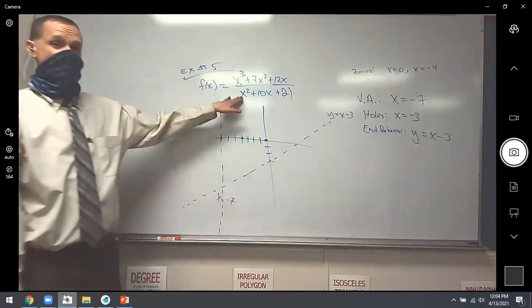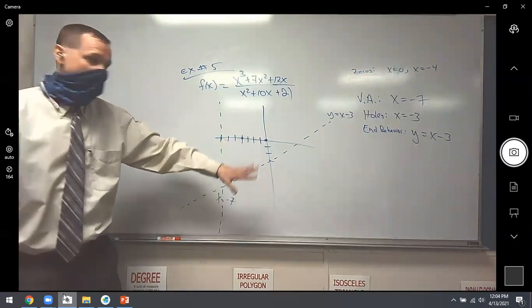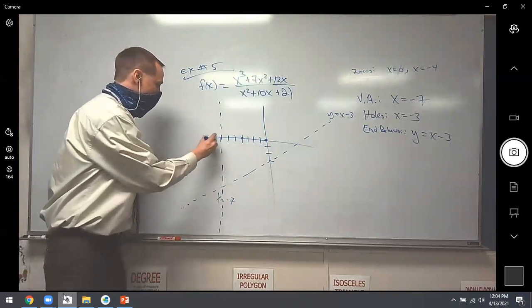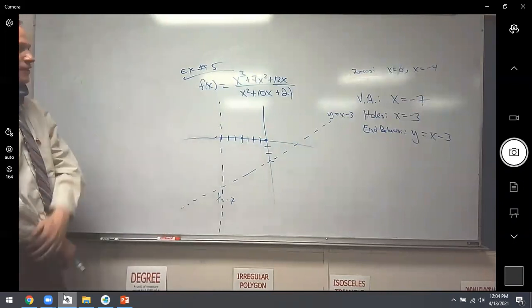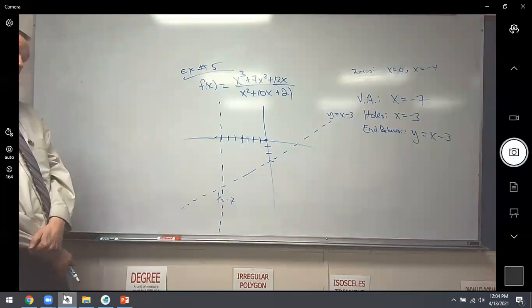Actually, go graph this thing now. It's time to. We got the outline, don't we? We know it's going to go over here. We know it's going to go over there. We know it's going to blow up here. We got 2 zeros. I have to think about what it's going to look like. I'm going to take a guess. I could be wrong. Let me know.